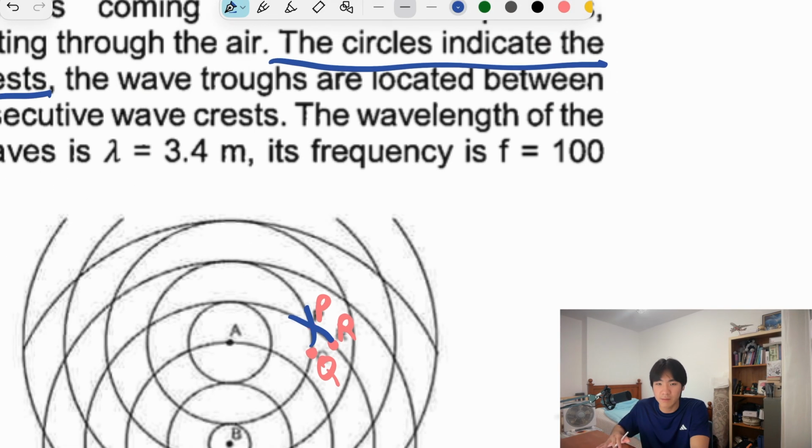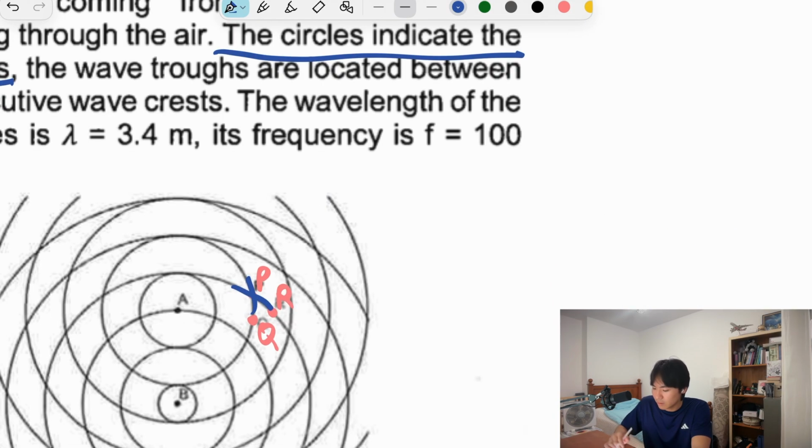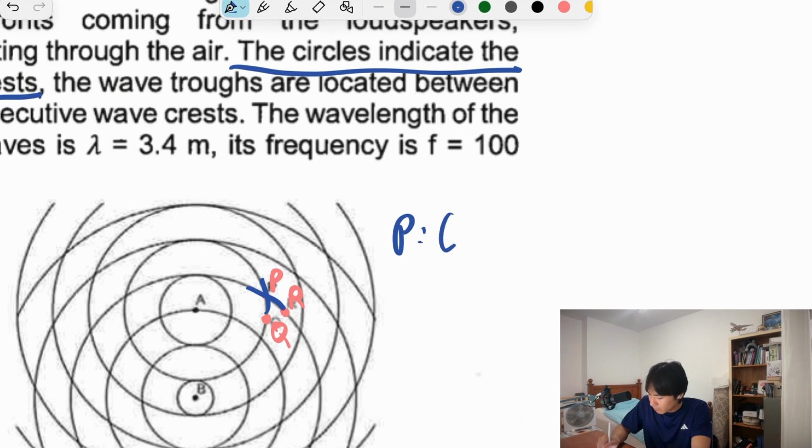What do we say about two wave crests meeting here? We said that it is a constructive interference. So we know that P is a constructive interference.